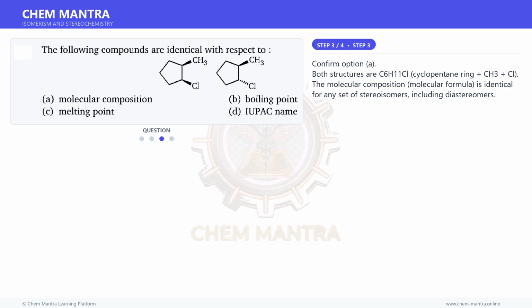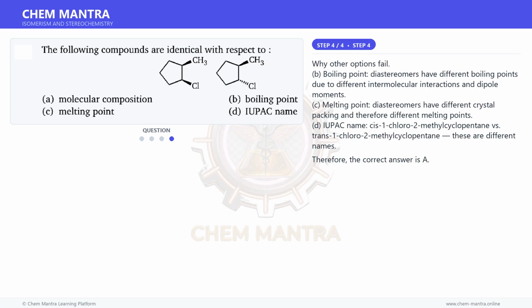Moving on to the next step. Confirm option A. Both structures are C6H11Cl, cyclopentane ring plus CH3 plus Cl. The molecular composition, molecular formula, is identical for any set of stereoisomers, including diastereomers.